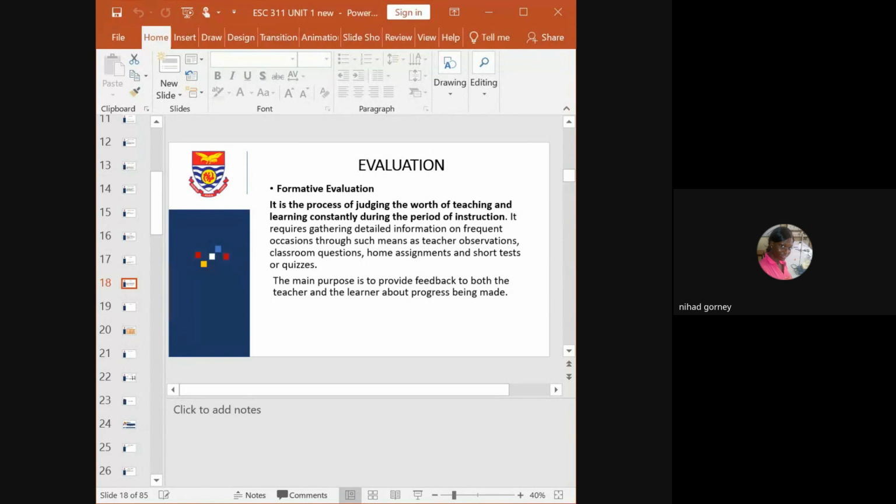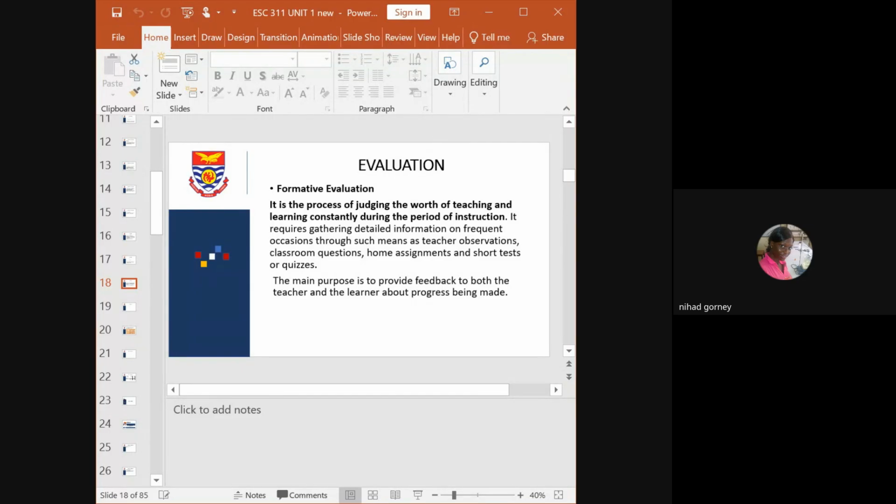Okay, so it requires us to be gathering details and information through teacher observations in your classroom, questions you are giving students, assignments students are doing, and the tests and quizzes that you are doing. So we can make judgments on such work. Then we give feedback. The main purpose of formative evaluation is to give feedback to help the teacher himself and also the learner. In the case of the teacher, you know where the students have weaknesses, and so you try and tailor your pedagogies to that extent.